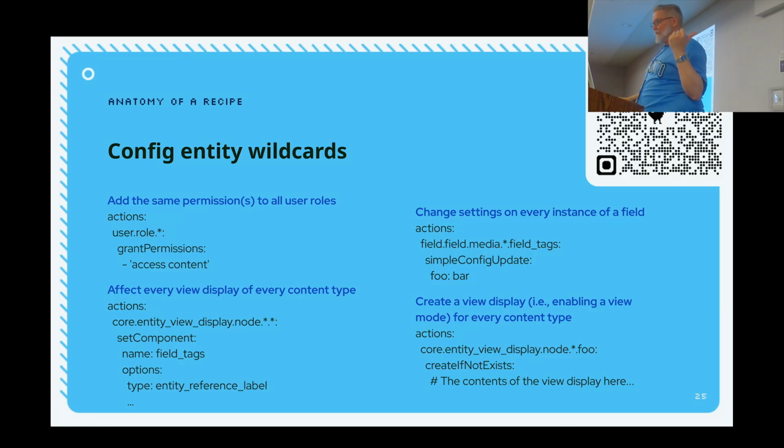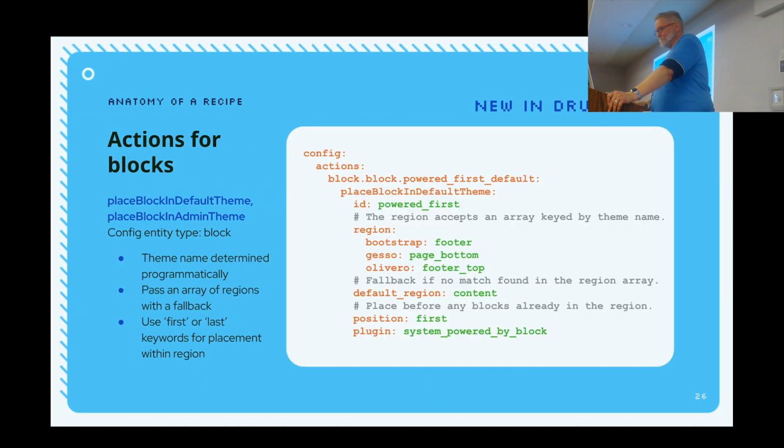So as an example, if you want to add this access content permission to all roles that are available on a website, you can use this wildcard notation that you see here as a single step that will apply those broadly. Or another example that we have here is if you wanted to add the field tags component to every view display of every content type, you can actually use a pair of wildcards as part of the definition for this particular config action. But again, there's more documentation in the link that's provided here.